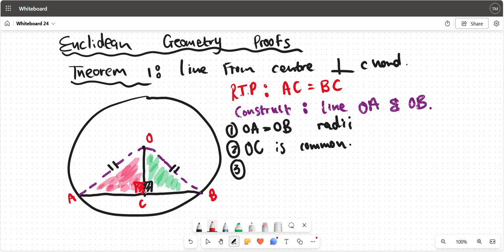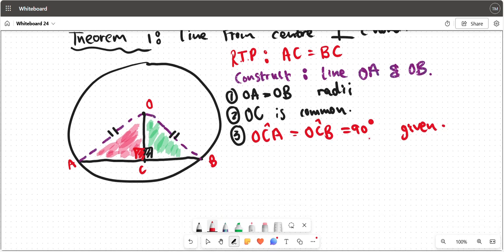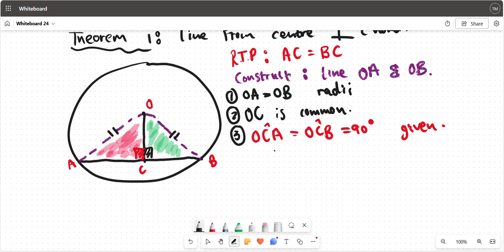Angle OCA is going to be equal to angle OCB because they're both equal to 90 degrees. This is a given statement, right? And then with all those three statements stated, I can conclude, therefore, triangle OCA is congruent to triangle OCB.